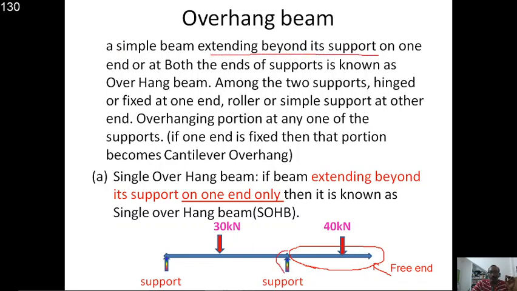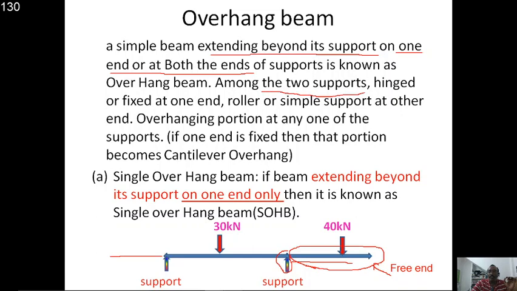So this is the support portion. Now this beam is extending beyond it. So beyond the support the beam is extending at one end or at both ends. If it extends beyond one support, it is known as single overhanging. If it also extends at the other end, then it is known as double overhanging. That means it is either a single overhanging or a double overhanging type of beam. If it extends on both sides of the supports, it is a double overhanging beam. If it extends on only one side, it is a single overhanging beam.